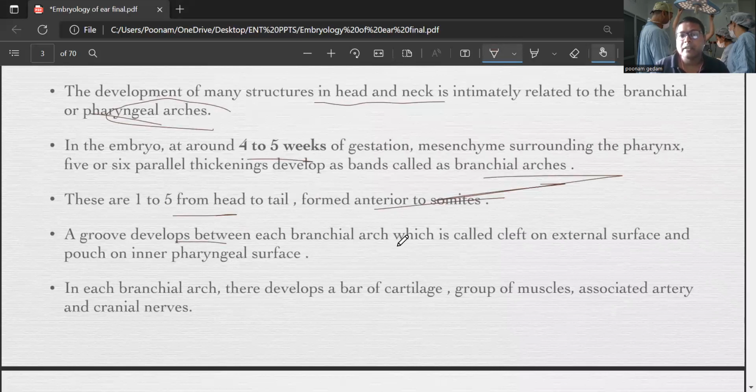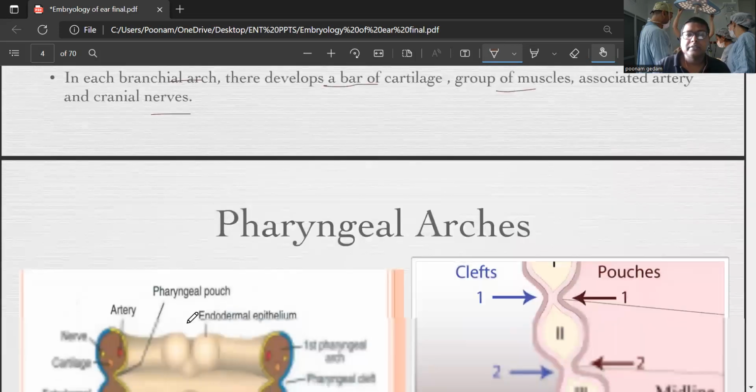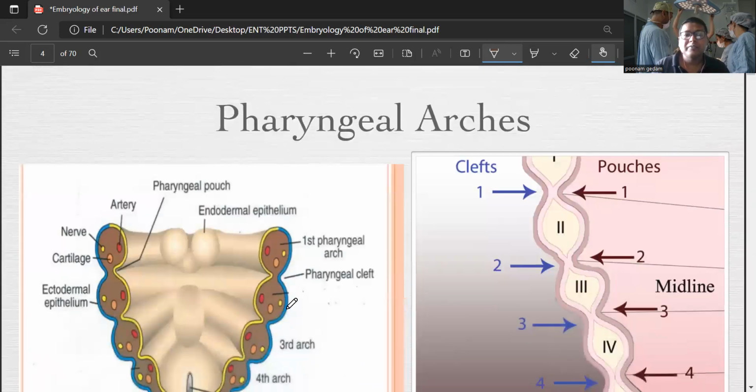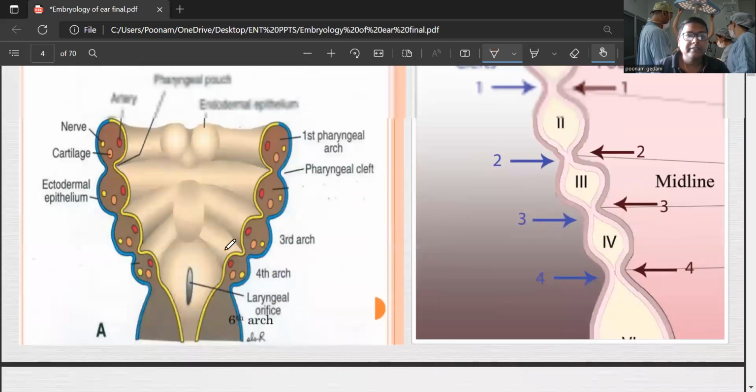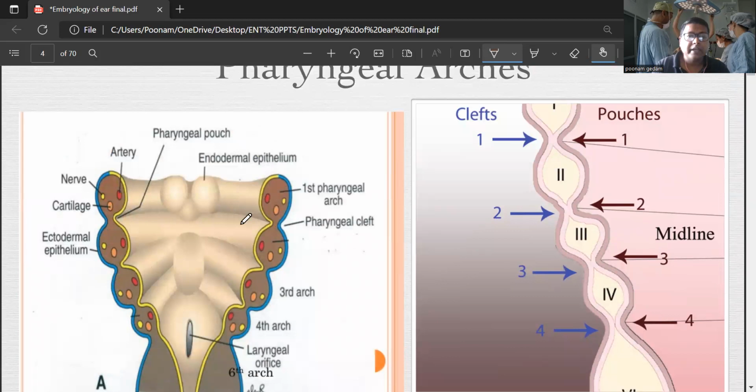A groove develops between each branchial arch, which is called a cleft on the external surface and a pouch on the inner pharyngeal surface. In each branchial arch, there develops a bar of cartilage, a group of muscles, an associated artery and a cranial nerve. So this is common to all the branchial arches. Coming to the pharyngeal arches, this photograph clearly shows them. You can see that this is the cleft, this is pouch one, this is second, this is third, this is fourth. And the pharyngeal pouch is lined by endoderm, epithelium, artery.